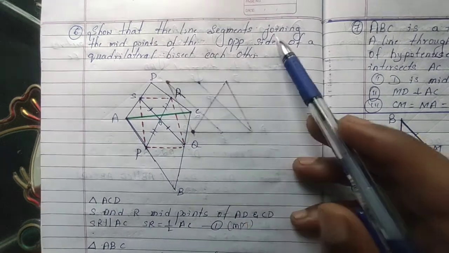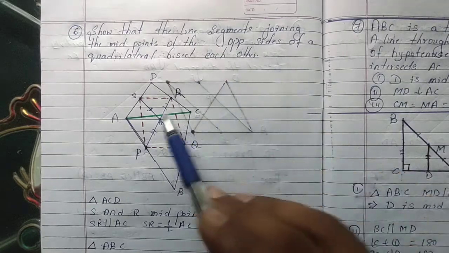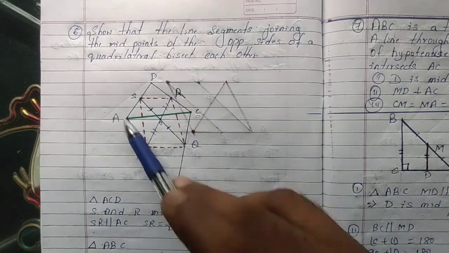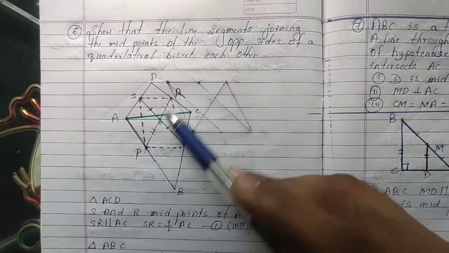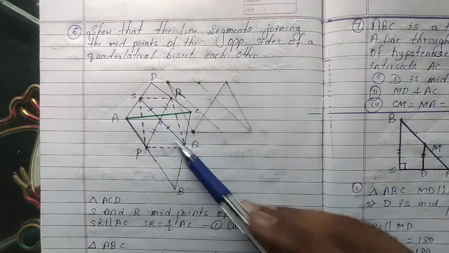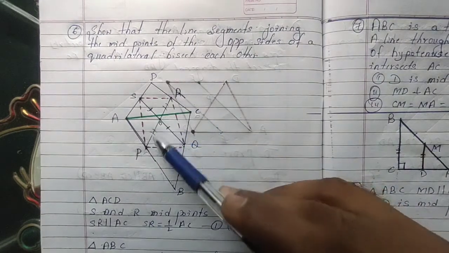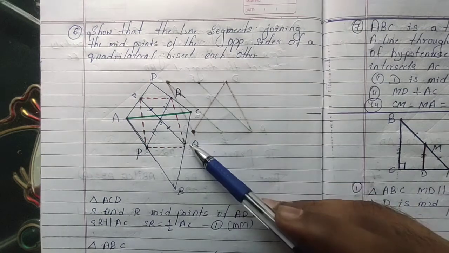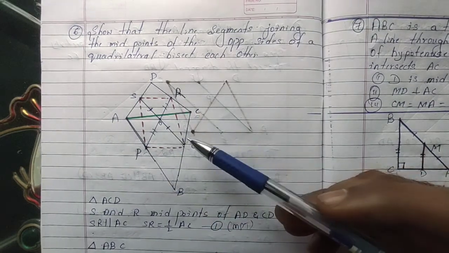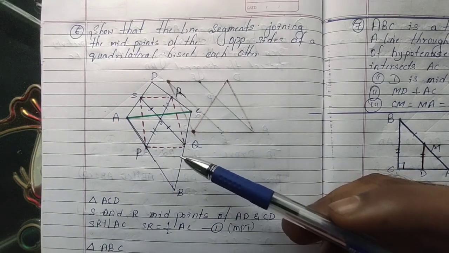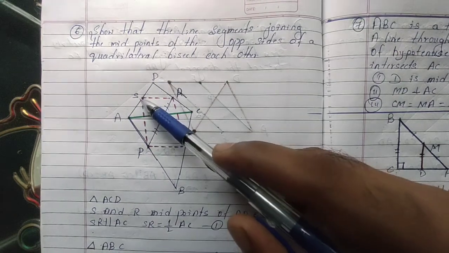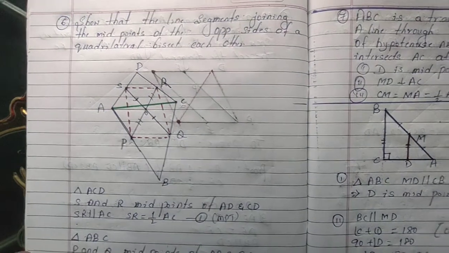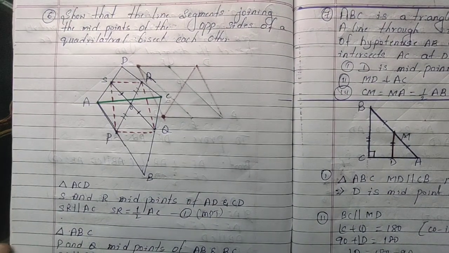The line segment joining the midpoints of opposite sides. These two are opposite sides, these are midpoints. I join these. This line segment and this line segment bisect each other. I proved PQRS is a parallelogram. Then this SQ and PR are the diagonals. In a parallelogram, diagonals bisect each other. Therefore, these line segments also bisect each other. So this is what I need to prove.